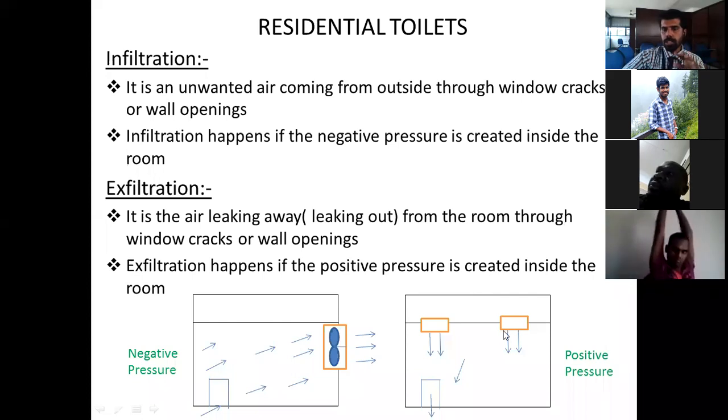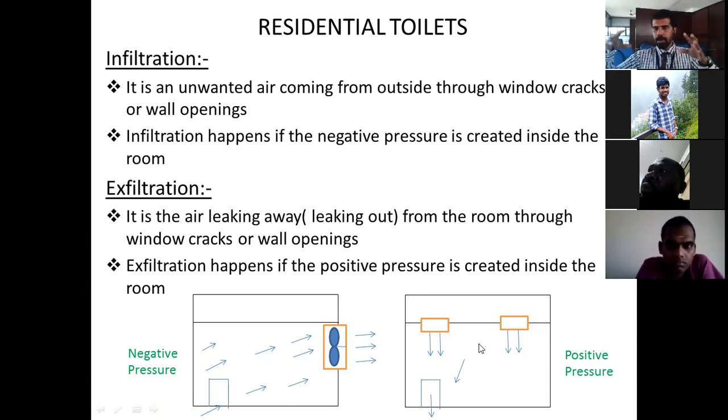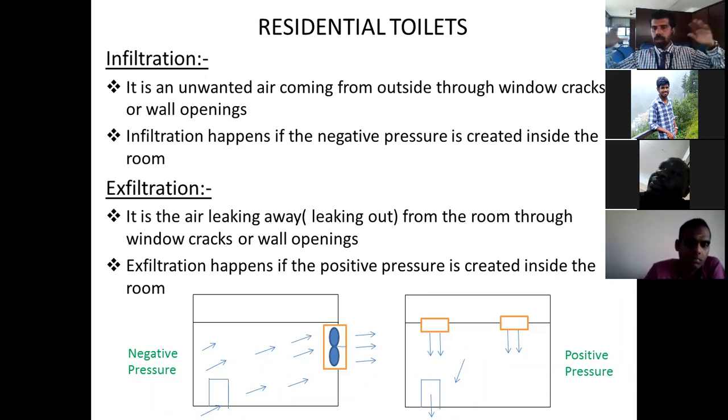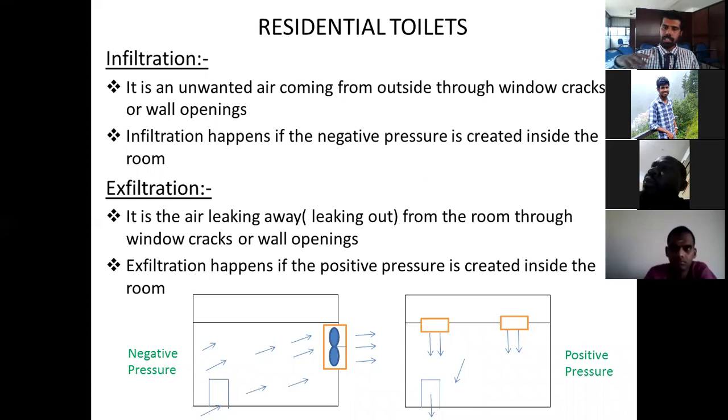Understood? If a positive pressure is created inside the room, exfiltration happens. The positive pressure mainly comes because of the fan, not the exhaust fan, the supply fan. When air is being supplied to a particular room, the room becomes positive pressure, so it has a tendency to push the air out. It comes out through some cracks or walls or openings like that. That term is known as exfiltration. Infiltration means it will be coming inside. Exfiltration means it will be expelled outside.